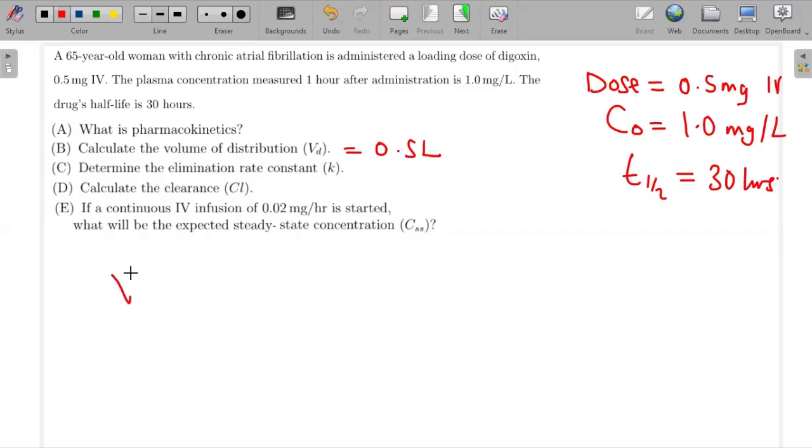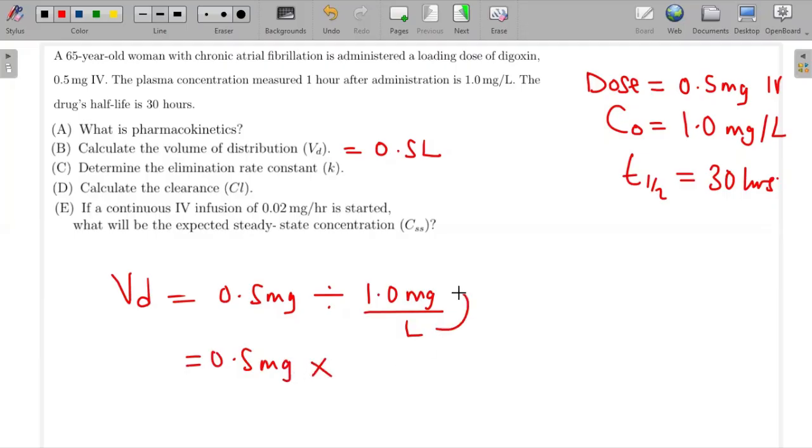We said volume of distribution is simply equal to the dose, which was the 0.5 milligrams, and then I divide this by the plasma concentration, which was 1.0 milligram per liter. So this per liter here is the same as dividing with a liter. So I change this sign to a multiplication: 0.5 milligrams multiplied by, this goes to the top, this comes down, so it will be liter on top over 1.0 milligram. Now you see that the milligram and the milligram will cancel.